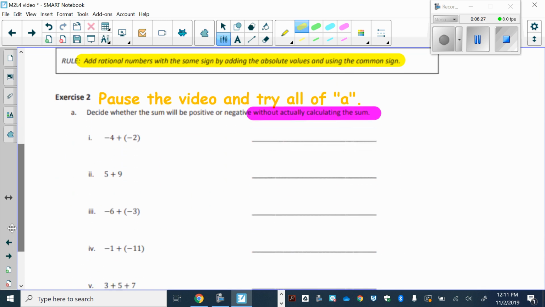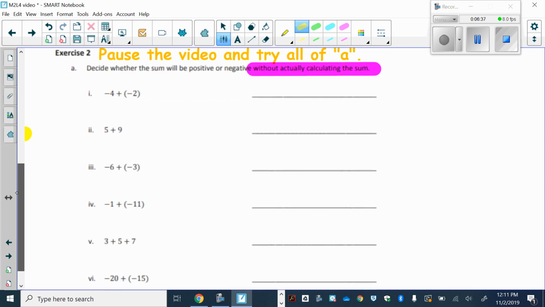So why don't you pause the video and try all of A. Notice the directions without actually calculating the sum. All we want you to do is decide if your sum will be positive or negative, but do not actually calculate it.